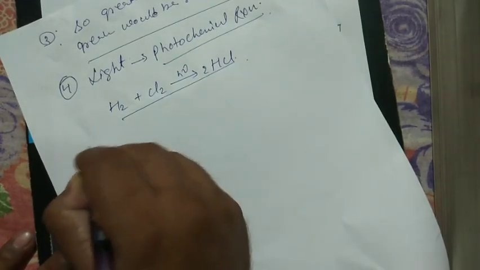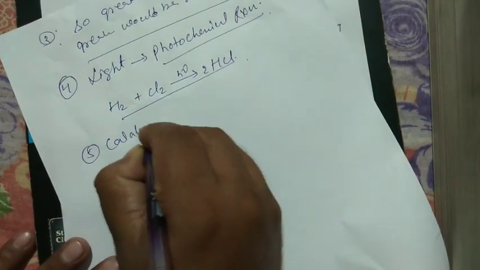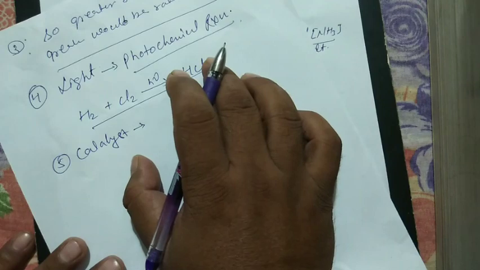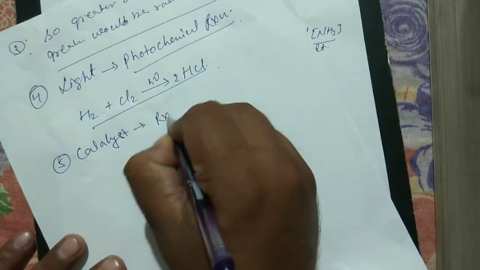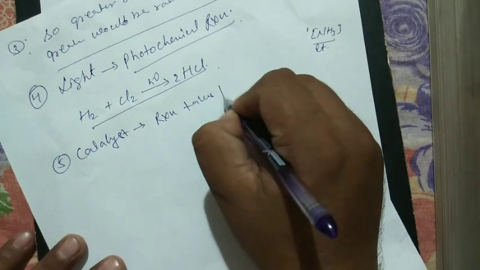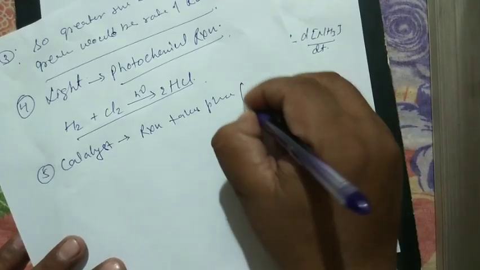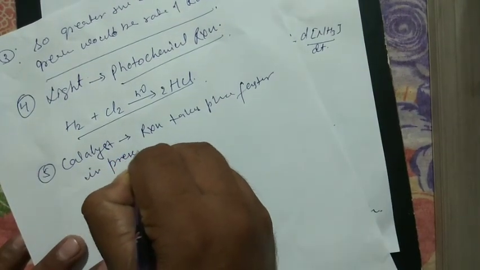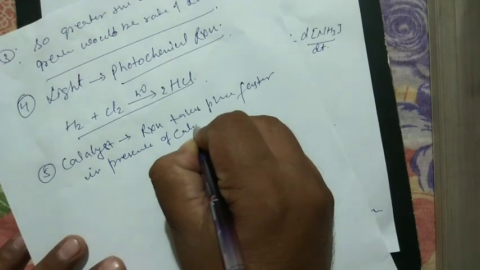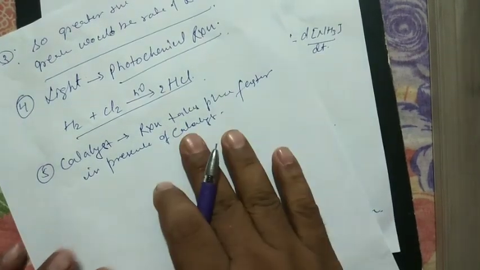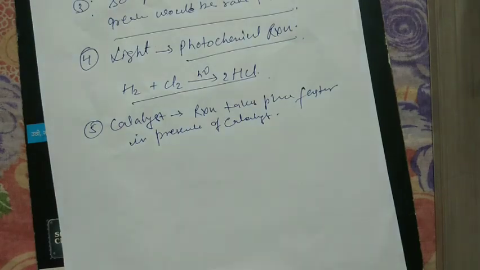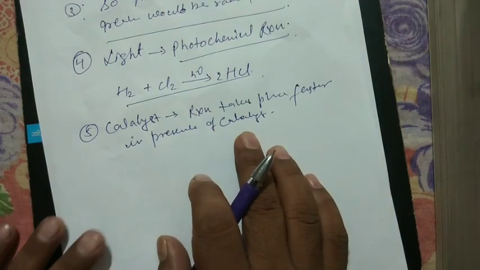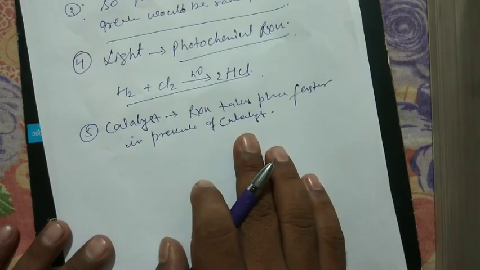Now our fifth point is catalyst. What is the role of catalyst? Actually, reaction takes place faster in presence of catalyst. Catalyst alters the rate of reaction. Normally it increases the rate of reaction. We will discuss in detail later how catalyst affects rate of reaction.